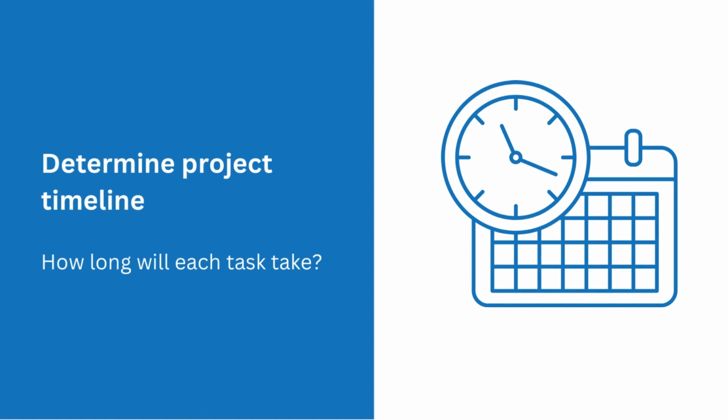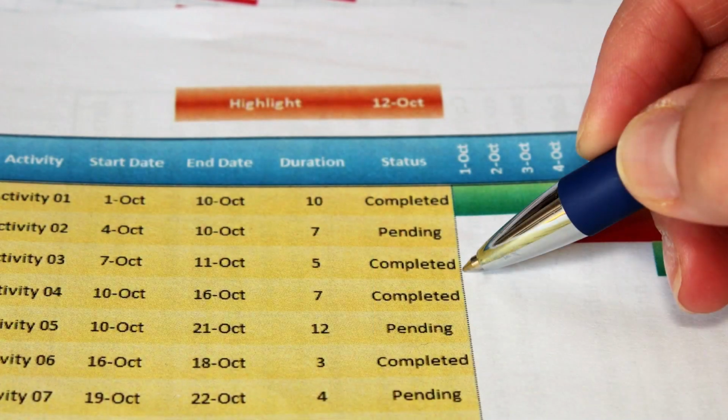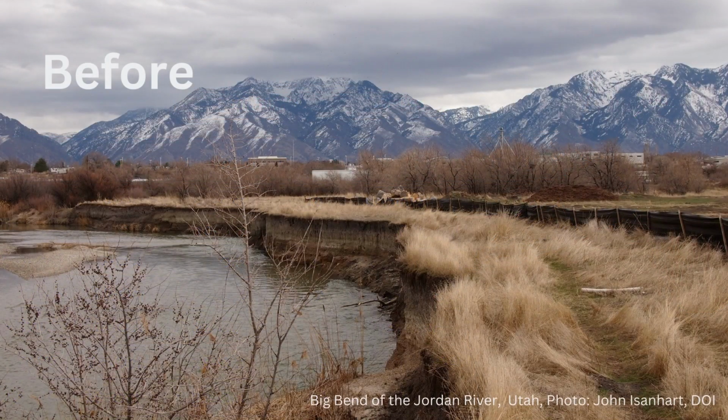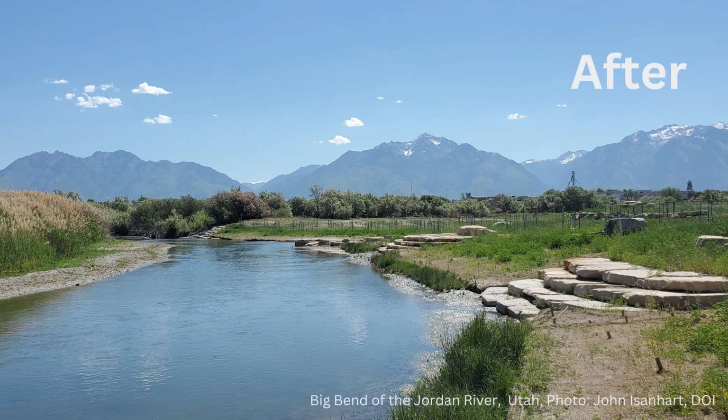Once the roles and responsibilities are laid out, it's time to think about how long different tasks may take. Text on screen is determined project timeline. There is a graphic of a clock and a calendar on the right side of the screen. Next is an image of a colored timeline with dates and a pen pointing to the word completed. Although your project will have its own timeline, knowing some commonalities may help during your planning. If feasible, try to plan to capture pre- and post-restoration data for the biological and physical components of the site.